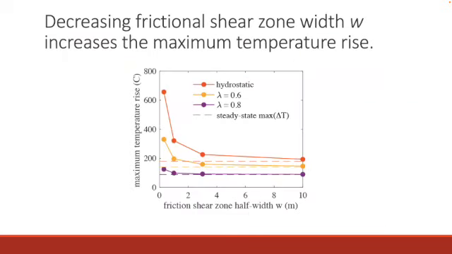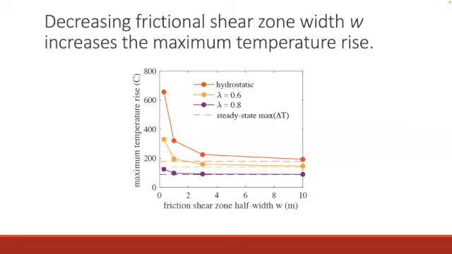The temperature rise depends on the frictional shear zone width. This is a plot of maximum temperature rise for an entire cycle, plotted as a function of the frictional shear zone width that I'm imposing in the model. Decreasing the width of the shear zone increases the maximum temperature rise, as expected. Also, lower pore fluid pressure leads to larger temperature rises, since the shear stress on the fault is greater.